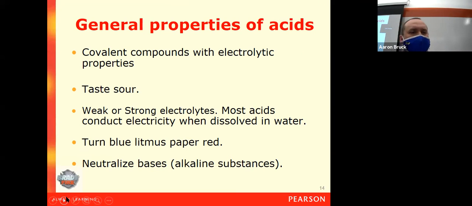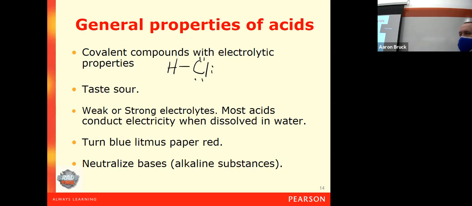Some general properties. Acids are covalent compounds. So even though they have electrolytic properties, even though they will split up into ions when they are in water, they are covalent compounds. They are held together by covalent bonds. So everything that we talked about in chapter 4, in terms of how that is put together, still applies.